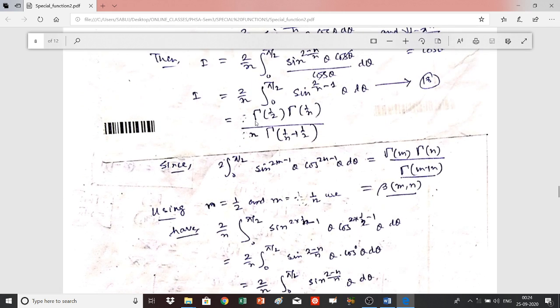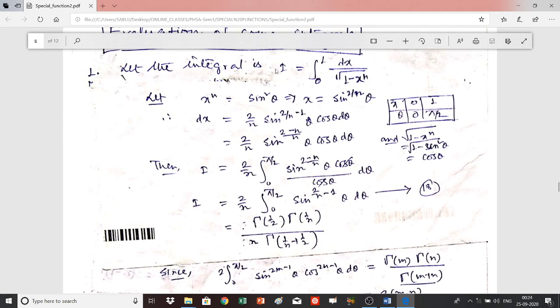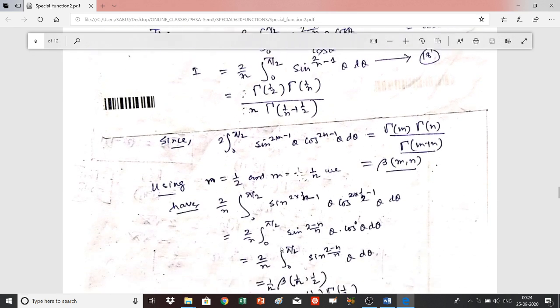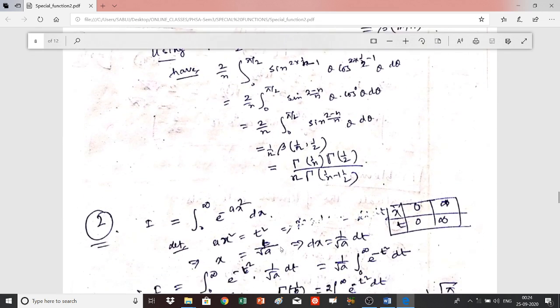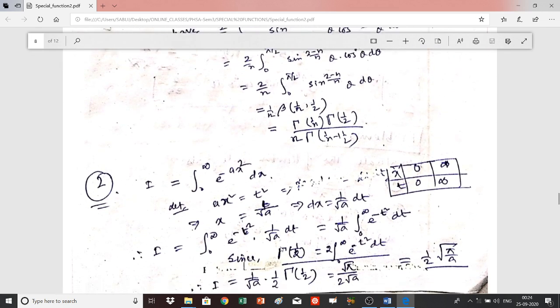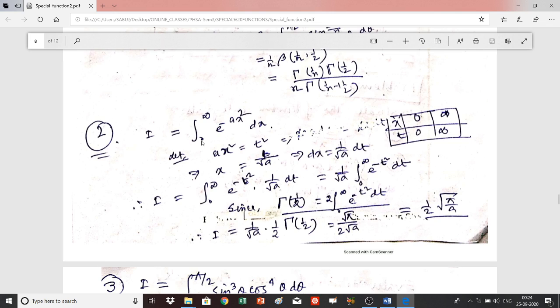So finally we get the value of the integration I equal to the integral 0 to 1 dx over root of 1 minus x to the power 2n, equal to gamma half gamma 1 by n divided by 2n into gamma of 1 by n plus half. So this has been done.